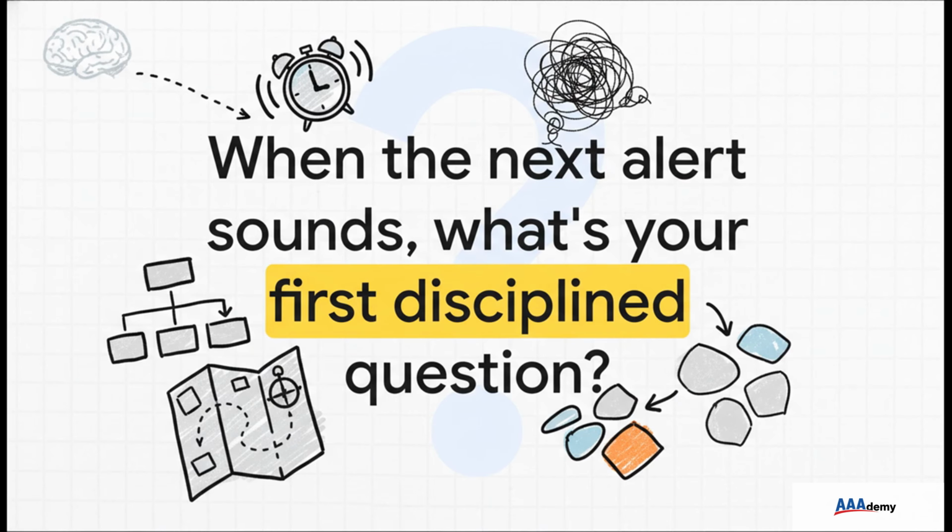So I'll just leave you with this thought. The next time that alarm goes off and the pressure starts to mount, you have a framework now. You have a map and a compass. So, what's the first discipline question you're going to ask to turn all that chaos into clarity?